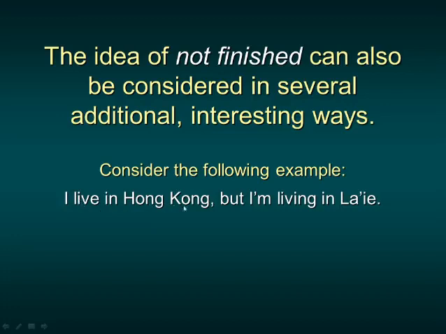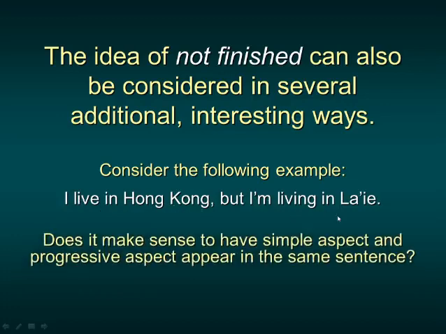I live in Hong Kong, but I am living in LA. Does it make sense to have simple aspect and progressive aspect appear in the same sentence? I live in Hong Kong, but I am living in LA. What is this? The idea of not finished can be considered in several additional interesting ways. You see, simple aspect and progressive aspect appear in the same sentence. I live, you see, it is simple. I live, and I am living in LA. Okay, here both are coming in the same sentence.